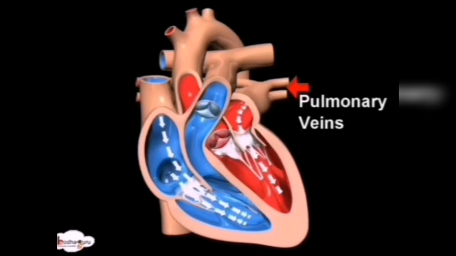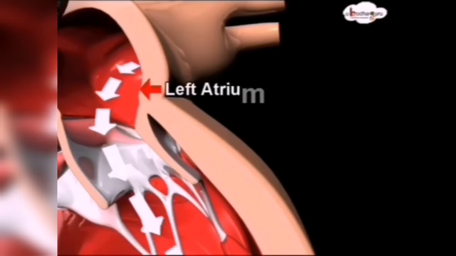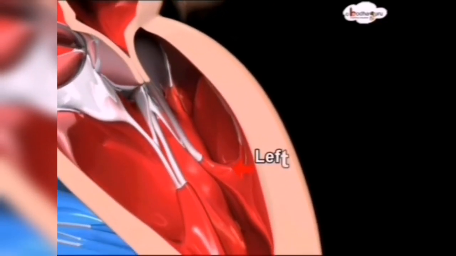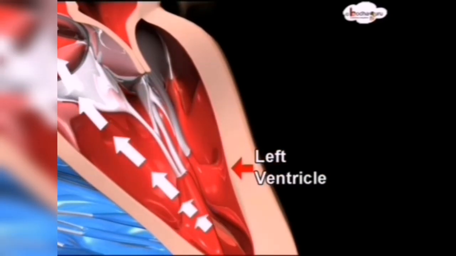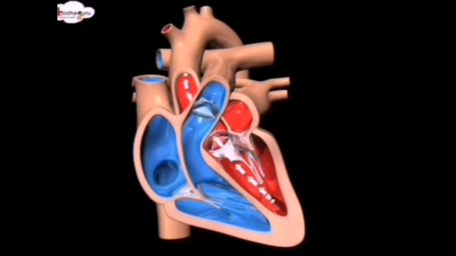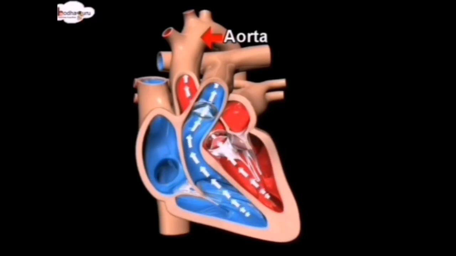Now further, the oxygenated blood moves from the pulmonary vein and via the left atrium, it supplies the blood to the next chamber, which is the left ventricle. From the left ventricle, the blood is pumped into the aorta, which is the mother artery. Now the aorta supplies the blood to the whole body. Now look at the whole process.